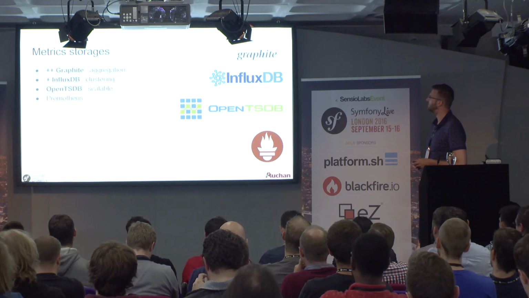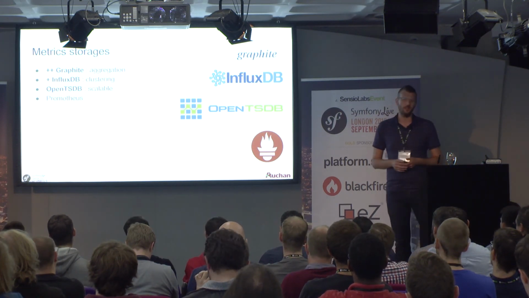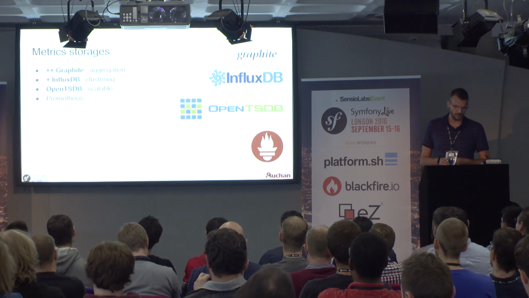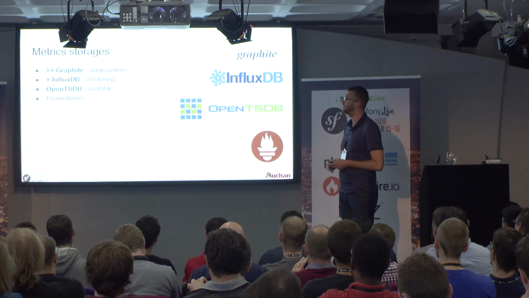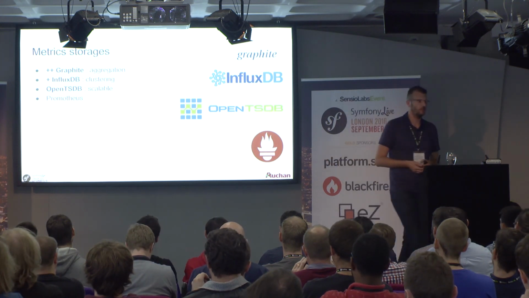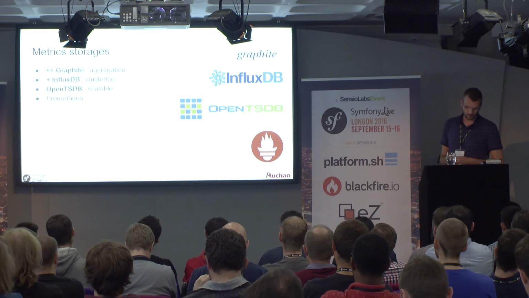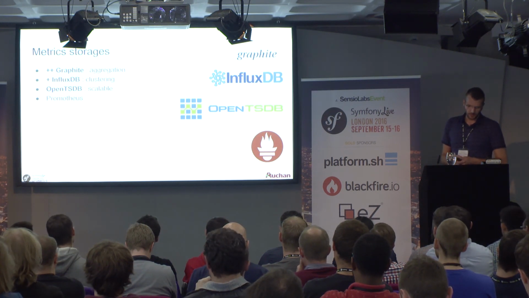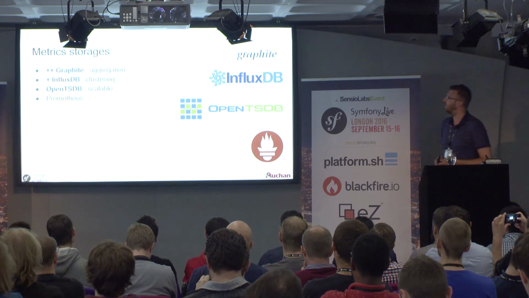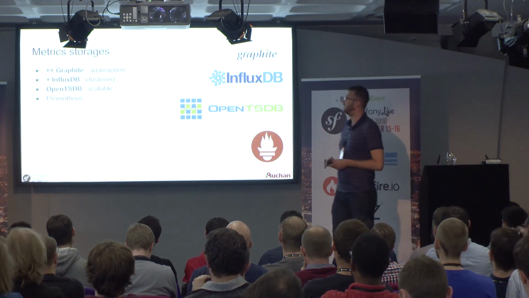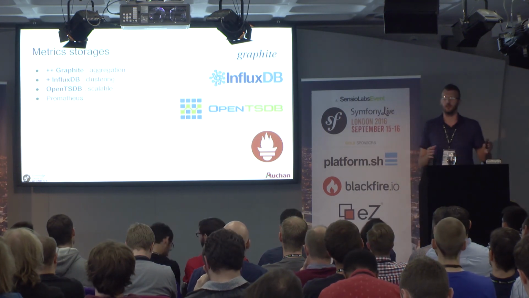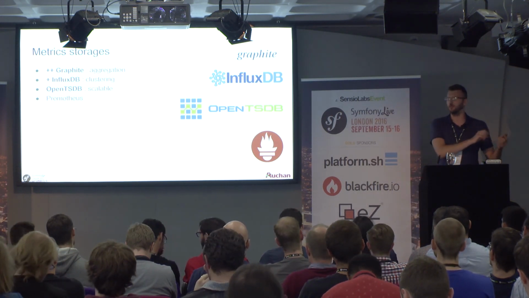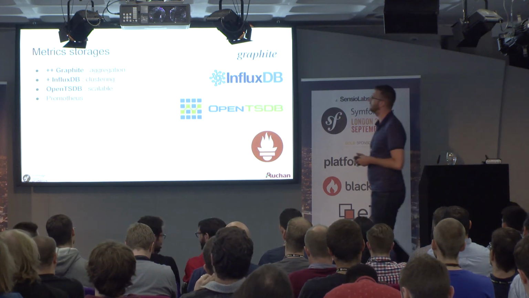Solutions now. There are many popular metric storage solutions that you can find. The most popular one is probably Graphite. It's really used a lot across the world. One key feature for me about Graphite is the aggregation over time. What I explained previously, which is you take all your metrics and you aggregate them to reduce the storage. Graphite can do it automatically.